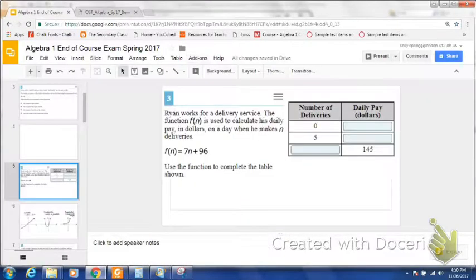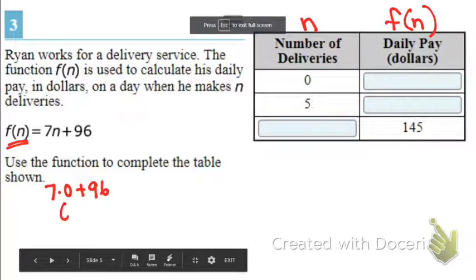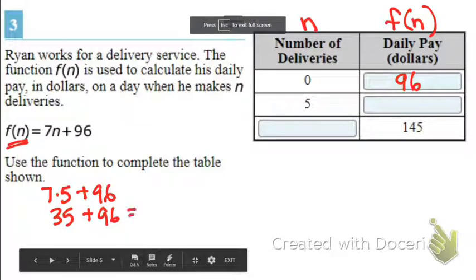The other way, if we look here, I will show you, is if we are starting off here, remember the number of deliveries is n, our total daily pay is f of n. So they want to find out what is f of n when n is 0. So we can just substitute it in. 7 times 0 plus 96, which is 0 plus 96, which is 96. Okay? Or the next one is saying, okay, instead of 0, let's have n be 5. So it'd be 7 times 5 plus 96, which is 35 plus 96, which is 131.